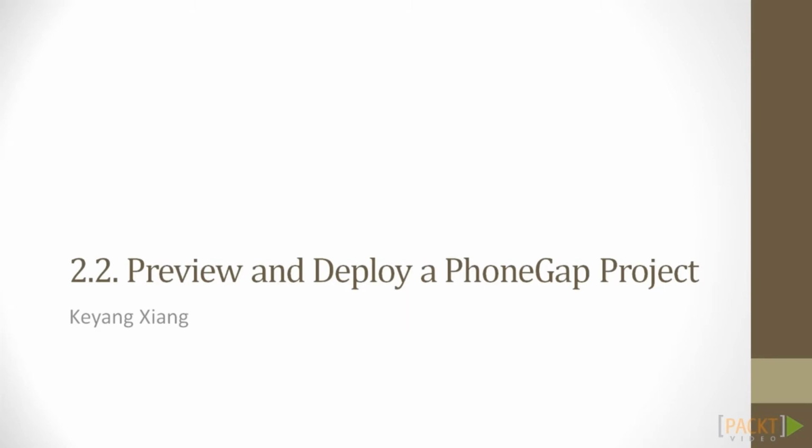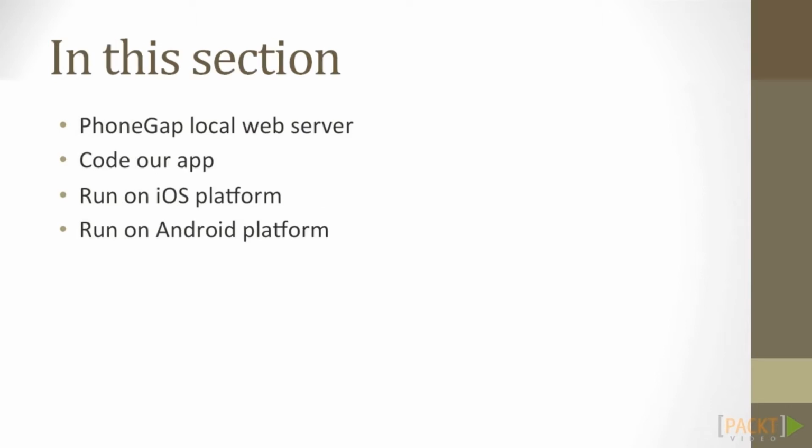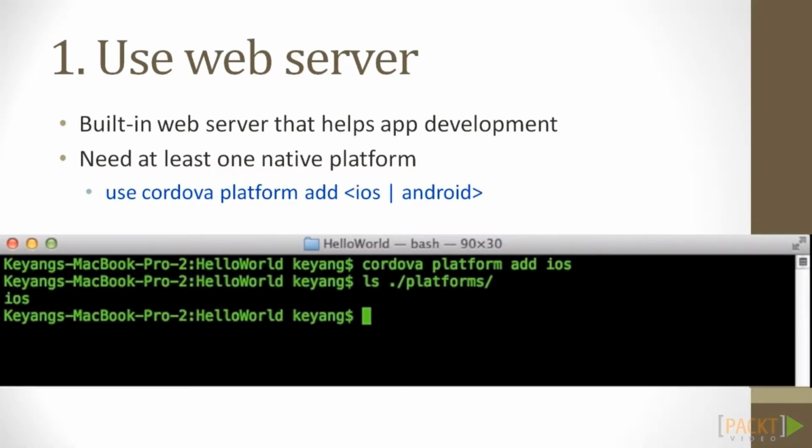In the previous video, we installed PhoneGap and created our first Hello World application. You now probably have a rough idea of the structure of a PhoneGap application. In this video, we're going to write some code to build the application and deploy it to the iOS and Android platform. The PhoneGap platform contains a built-in web server that's very helpful for development.